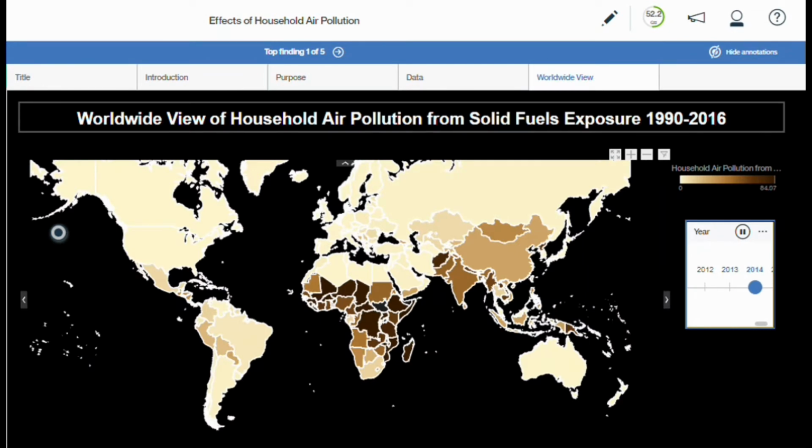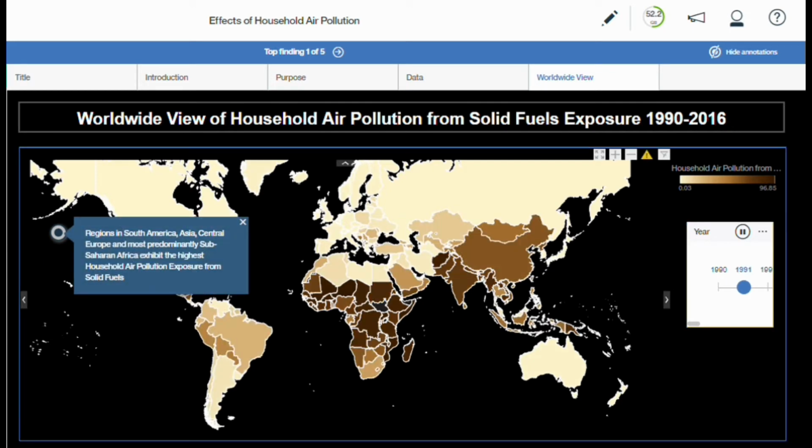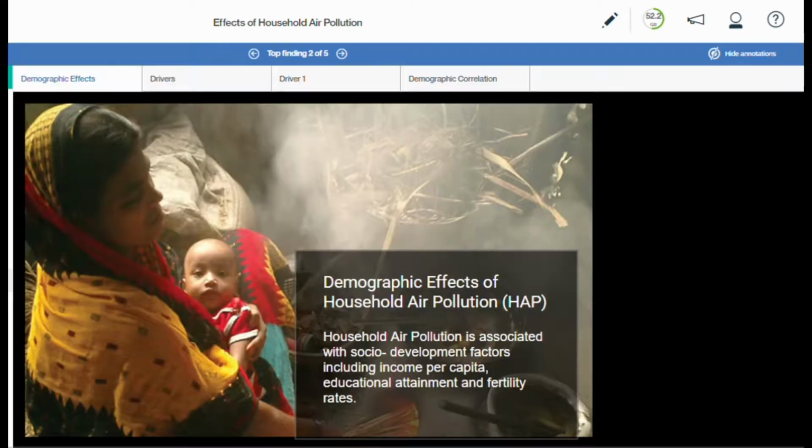Worldwide view of household air pollution from solid fuels exposure 1990 to 2016. This discovery animates worldwide household air pollution. Regions in South America, Asia, Central Europe, and most predominantly Sub-Saharan Africa experience high household air pollution. Demographic effects of household air pollution. Household air pollution is associated with socio-development factors, including income per capita, educational attainment, and fertility rates.